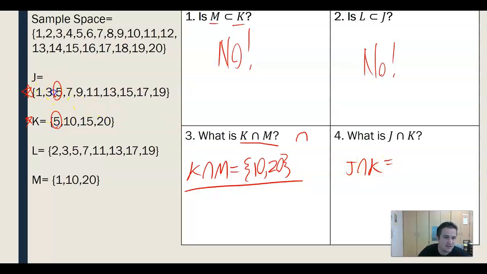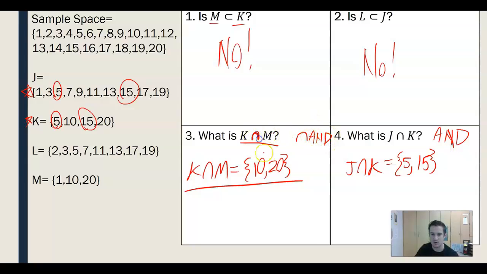I have a 5 that's in common between both of these. I have a 15 that's in common between both of these. And that's it. So the intersection of set J and K is 5 and 15. J intersect K is the set containing 5 and 15. In other words, 5 and 15 are in set J and set K. Remember, and is that big word that we talk about with an intersection. And that's with this little cap, the horseshoe pointing down.